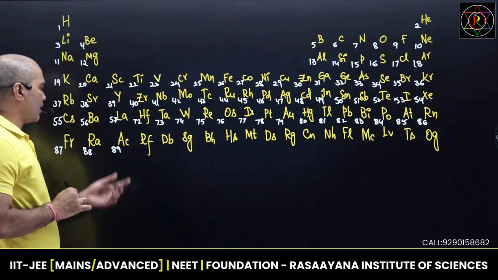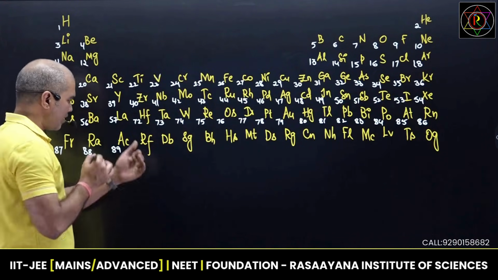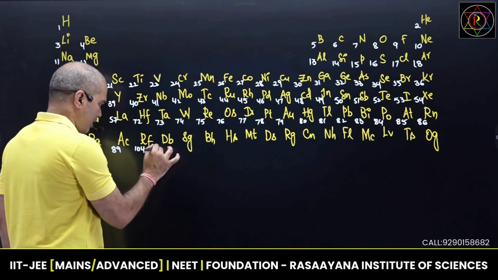Again, after actinium we have actinoids. There will be 14 elements, so those 14 elements will continue up till 103. Therefore Rutherfordium will take 104.